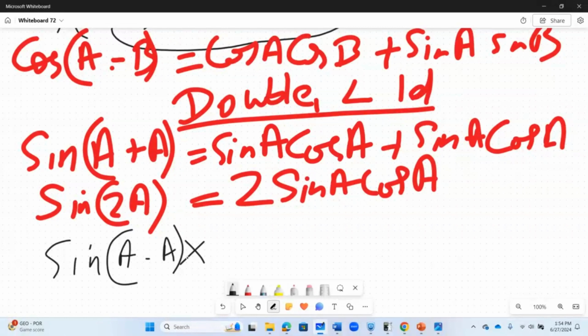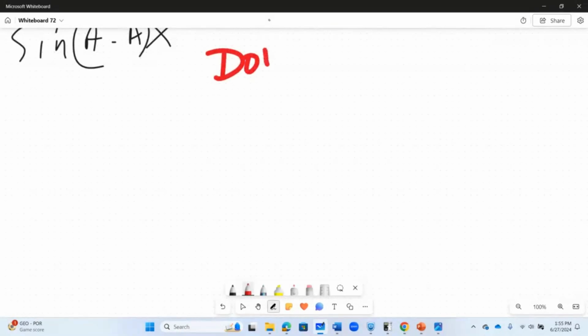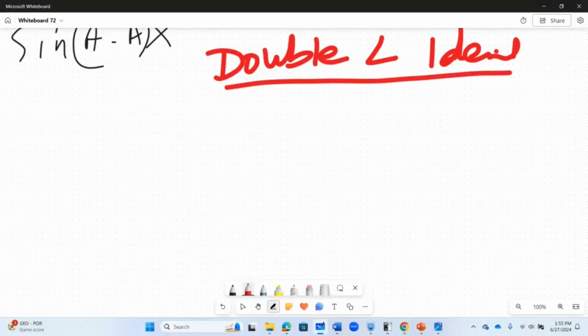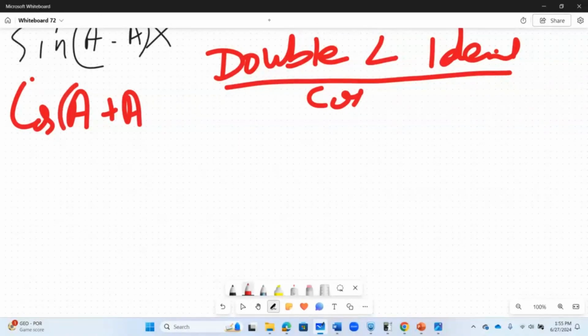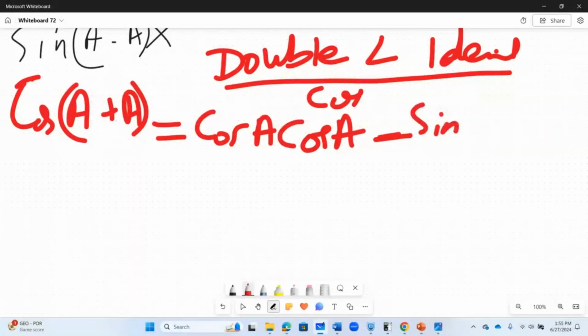So let's go to cosine. Double angle identity for cosine. All right, so now cosine A plus A, or I can say cos 2A, is equal to, remember, I start with cos A cos A minus, because it is cosine, when it is plus, it becomes minus here, sine A sine A.